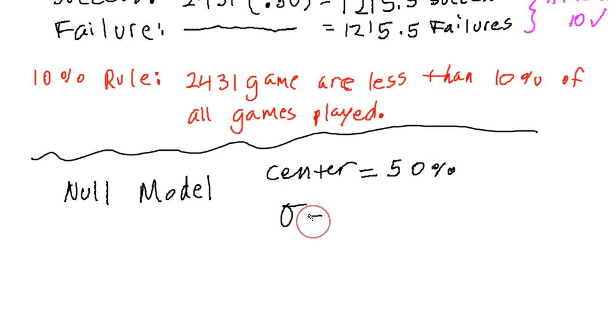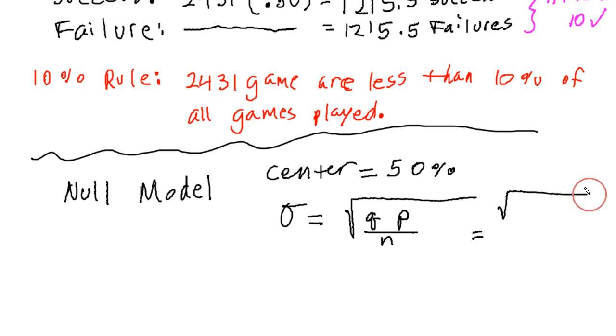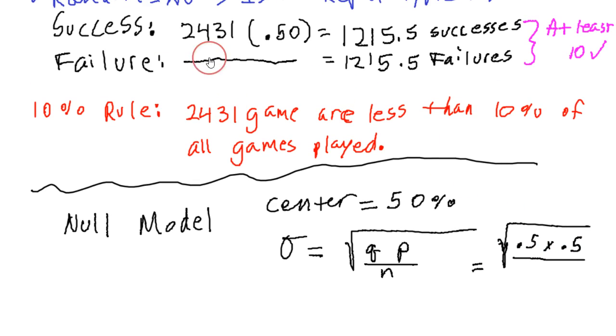Now the standard deviation of the null model is going to be the square root of Q and P for the null over N. Taking a look at that, that means I'm going to get the square root of 0.5 times 0.5, because it's 50% for both P and Q, and then all of that is going to be over the sample size of 2,431 games.